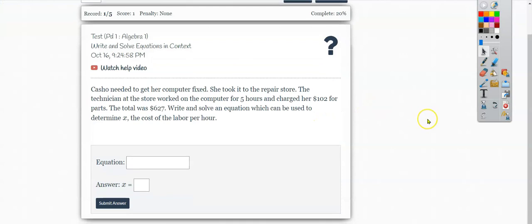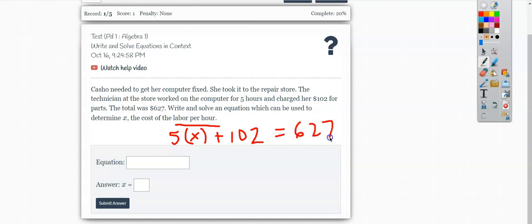Let's try one more. Casho needed to get her computer fixed. She took it to the repair store. The technician at the store worked on the computer for 5 hours and charged her $102 for the parts. The total was $627. Write and solve an equation which can be used to determine X, the cost of the labor per hour. Well, we know that she labored for 5 hours. What we don't know is how much that was per hour. We also know they charged her $102 just for the parts. So these two items together make that grand total of $627. So that's the equation that you're going to type in here, and then you solve for X.